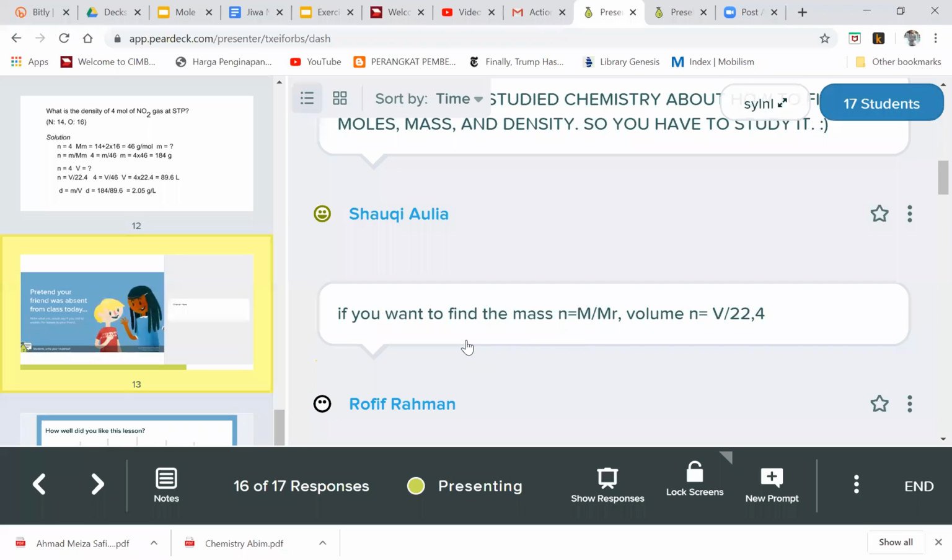Rafif wrote a little bit of formula. If you want to find the mass, mole is equal to mass over the molar mass. If you want to find the volume, mole is equal to V over 22.4 liters. How about the number of particles, Rafif? Maybe you can write down also how to find the number of particles there.